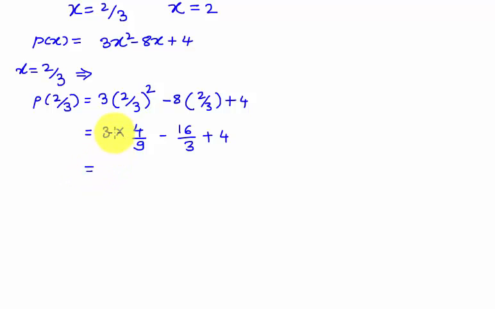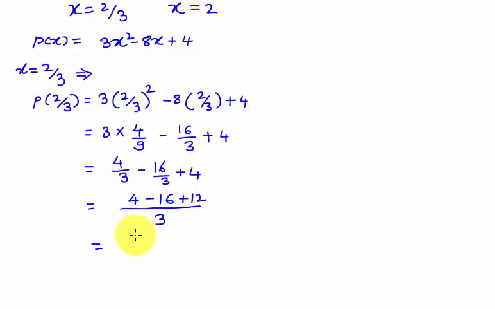Now the first term can be simplified. So 3 3s are 9. So it will become 4 by 3 minus 16 by 3 plus 4. Now LCM of these terms is 3. 4 minus 16 plus 4 into 3 will become 12. Now solving the numerator, we get 0 divided by 3. Now the value of polynomial at 2 by 3 is 0, because 0 by 3 is 0.